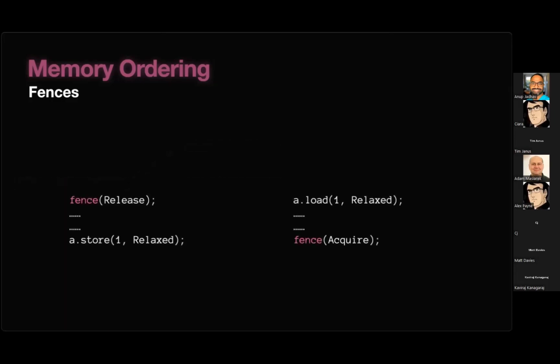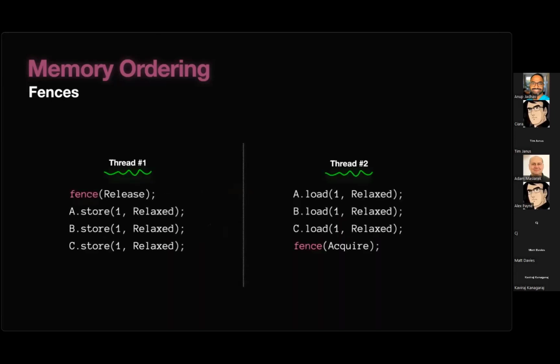A release fence can take the place of a release operation in a happens-before relationship if that release fence is followed on the same thread by an atomic operation that stores a value observed by the acquire operation we're synchronizing with. And similarly, an acquire fence can take the place of any acquire operation if that acquire fence is preceded on the same thread by any atomic operation that loads a value stored by the release operation. And when you put this together, if any store after the release fence is observed by any load before the acquire fence, then a happens-before relationship is created between the release fence and the acquire fence.